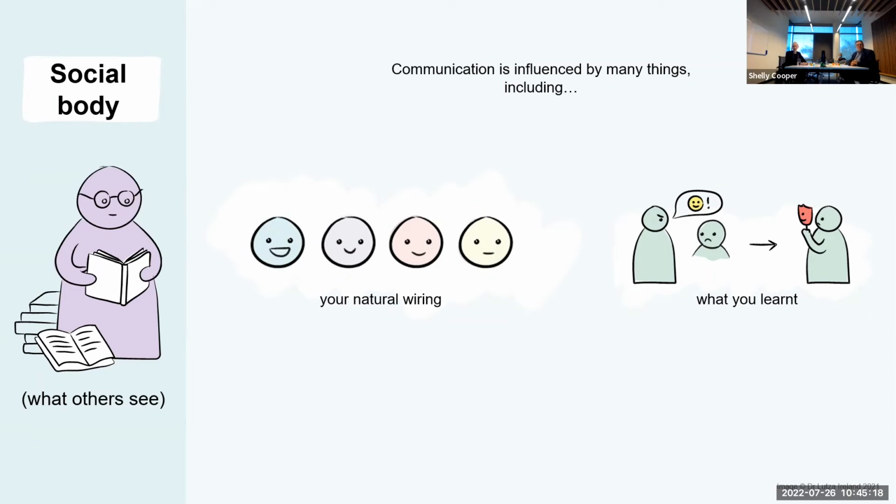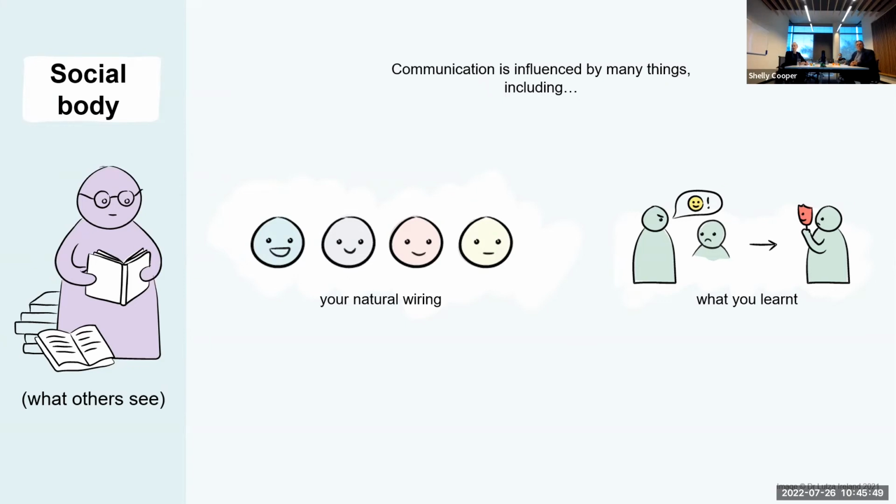So the last lens that we're going to use is the social body, which is basically the interface between the self and the world. This is what others are able to see. And often people say that 90% of communication happens through nonverbals. And that's a very neurotypical thing to say. Neurotypical, again, is the 80% of the population who has typical highs and lows in their processing.